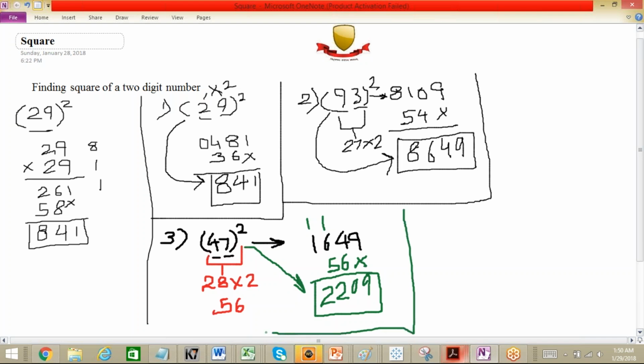I hope you got the concept. This is a very easy and very fast way to find the square of two-digit numbers. Remember one thing: this particular method is applicable only for two-digit numbers. In our later sessions, we will discuss how we can find the square of three-digit or four-digit numbers very quickly.